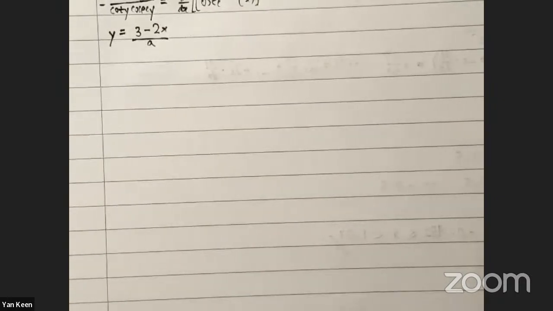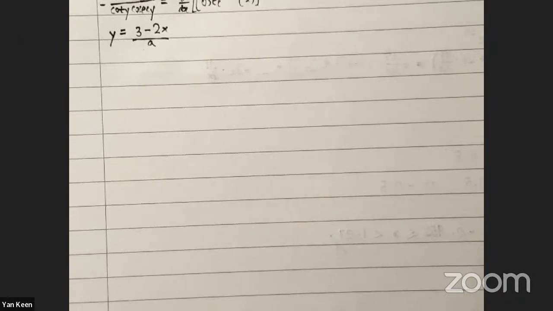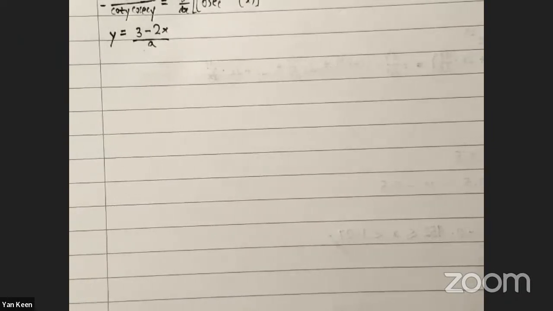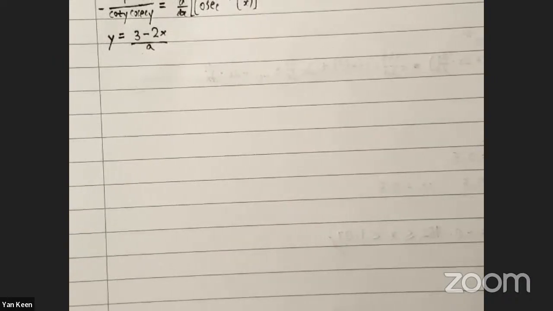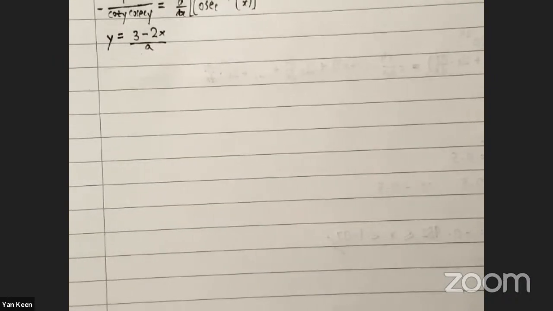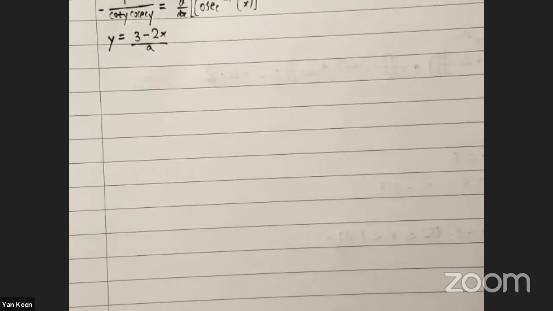Okay, let's stop here for a while. This is a line. Let's just be clear first, so that's out of the way. They actually tell you it is an important thing. It even looks like a line. The gradient is minus 2a, and the y-intercept is 3 over a. So that one's clear, right?